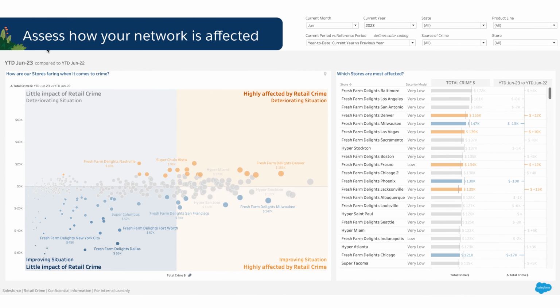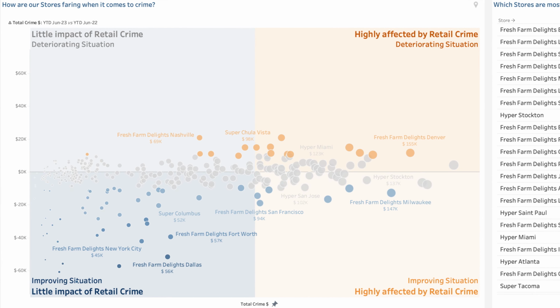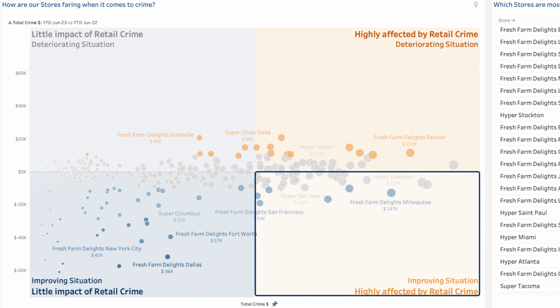Let's now take a closer look at how your network is affected. On the left, you can visualize the impact of crime on all your stores. In the top right-hand corner, you'll find all the stores where the current situation requires an immediate plan of action. They are heavily impacted by crime, and the situation is deteriorating rapidly. Below are the stores, also heavily impacted but for which the situation is improving.